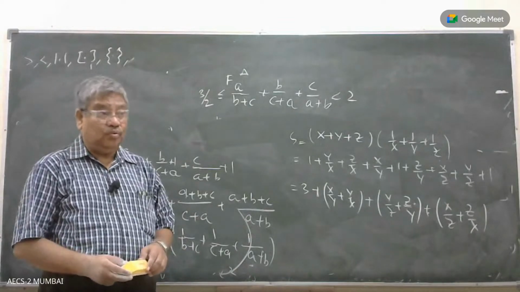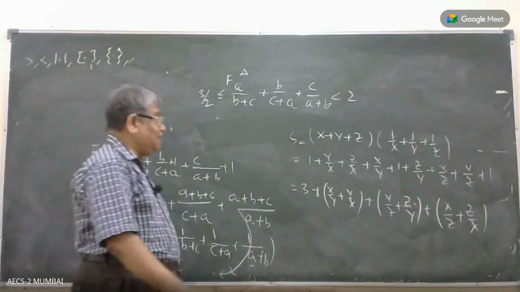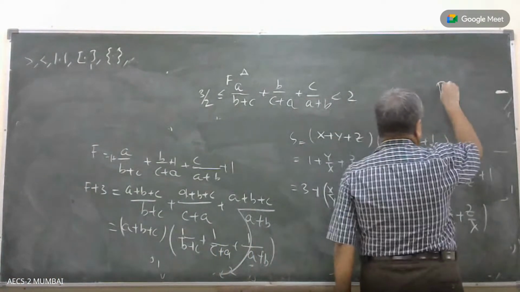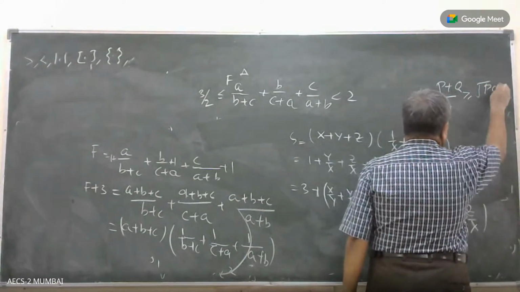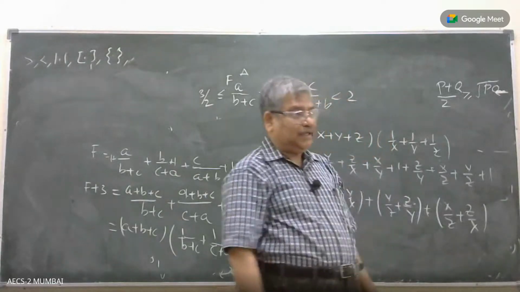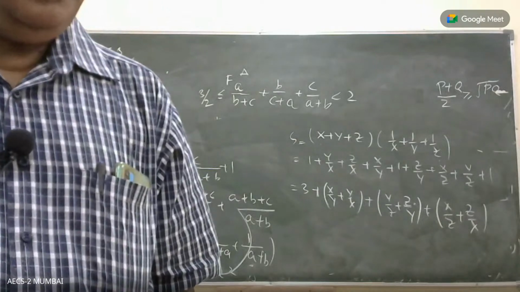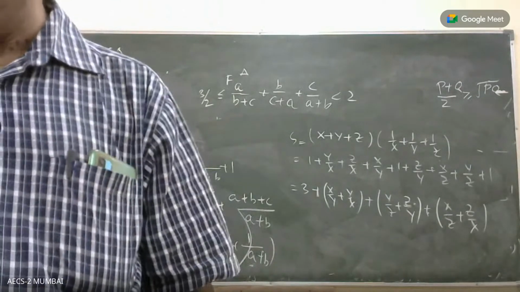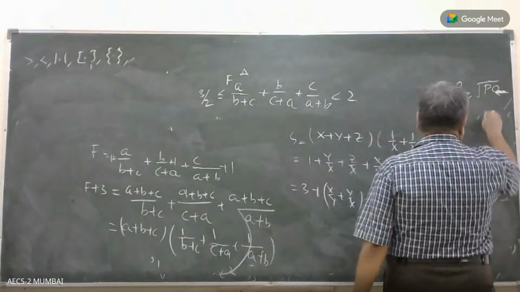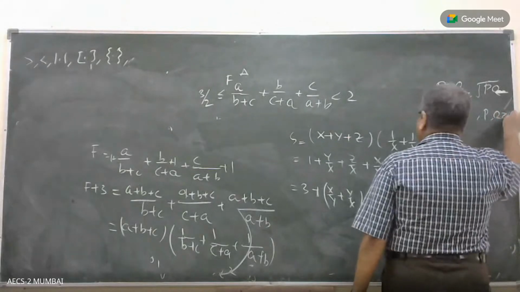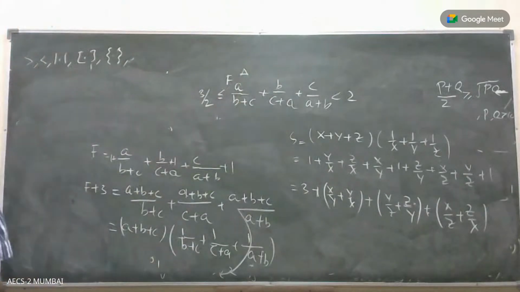Next, what should we do? We will use AM-GM. So what is AM-GM? AM-GM is this: P plus Q. Arithmetic mean is greater than or equal to geometric mean when P and Q are positive. Okay, very good. And here we are talking about triangles and their sides, they are all positive. You don't have to worry about it.